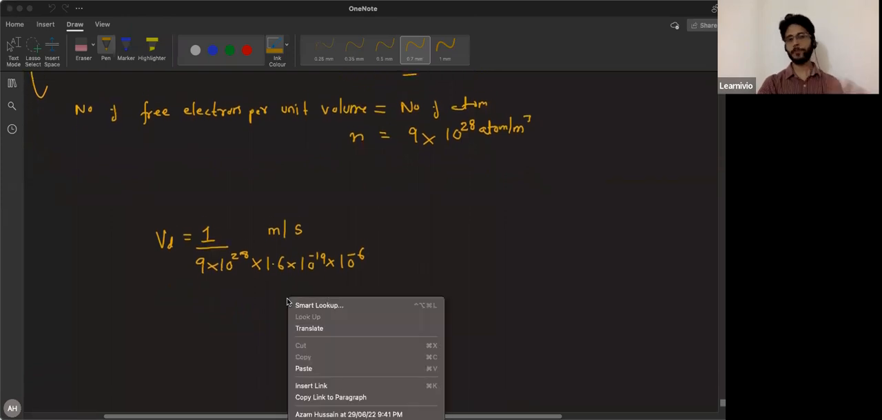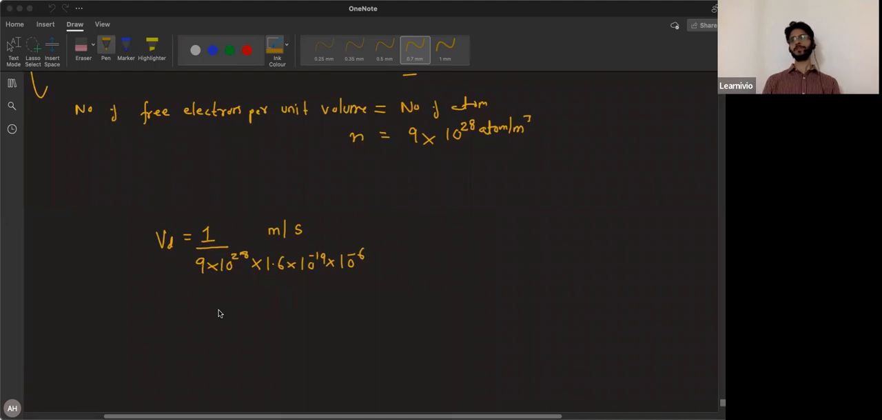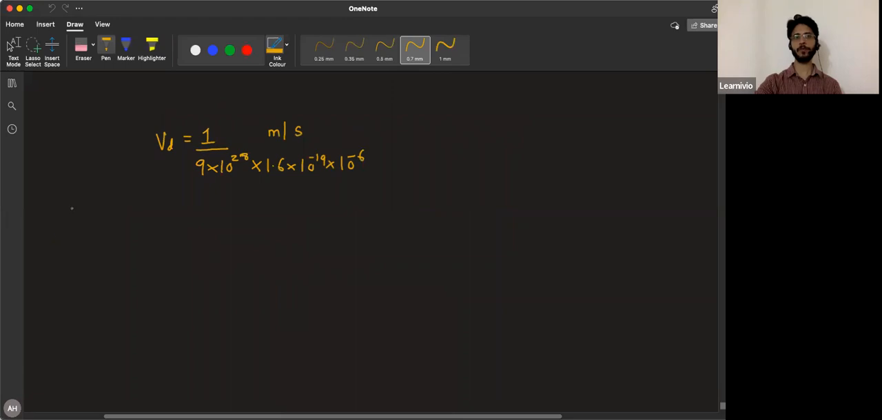Okay, so after this the next topic is temperature dependence of resistance and resistivity, like how resistance and resistivity depend upon temperature. If you increase temperature, then will resistance increase or decrease, will resistivity increase or decrease? That's the next topic: temperature dependence of resistance and resistivity.